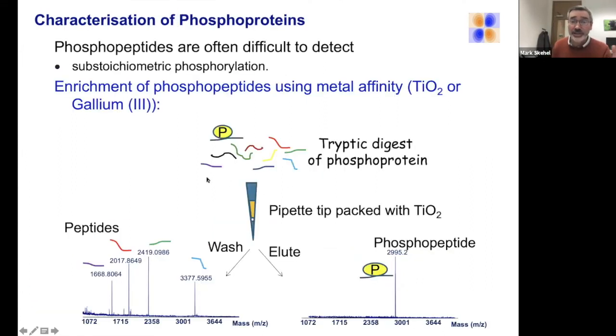The beauty of phosphorylation is we can enrich for it, because they can be difficult to detect. Much like crosslinks, in the milieu of all the peptides you have there, phosphorylated peptides are lowly represented, and so these can be purified using ion affinity chromatography by gallium ion, or titanium dioxide. Titanium dioxide is what we prefer using, but you can enrich for those, and then the signal comes up.